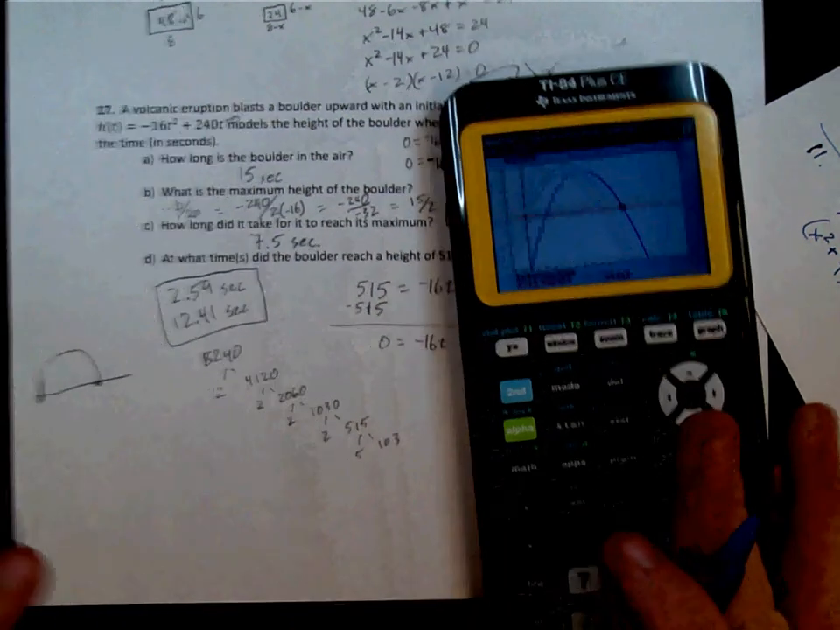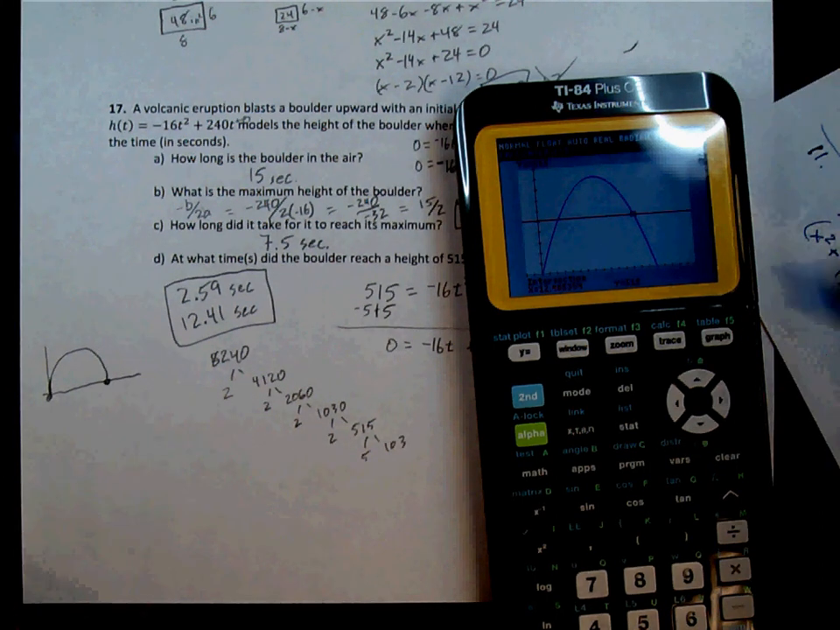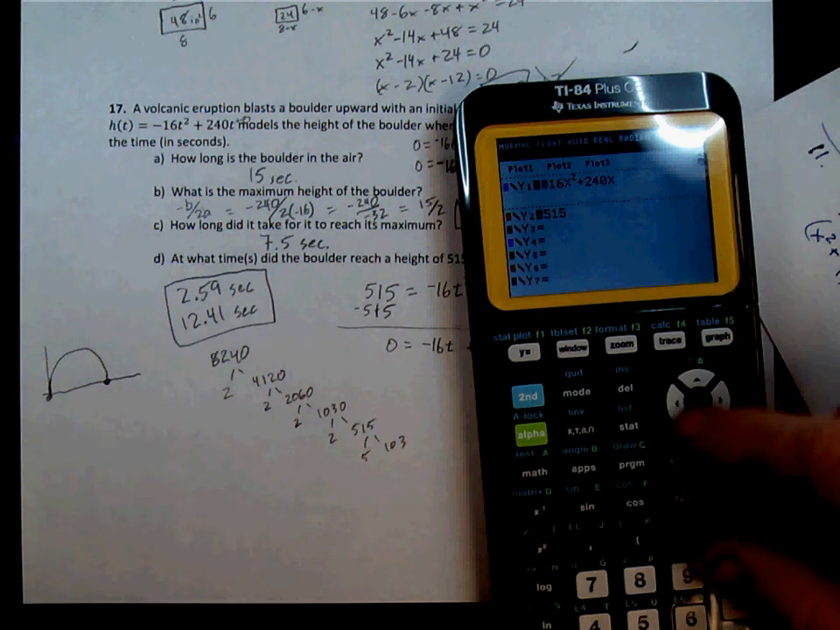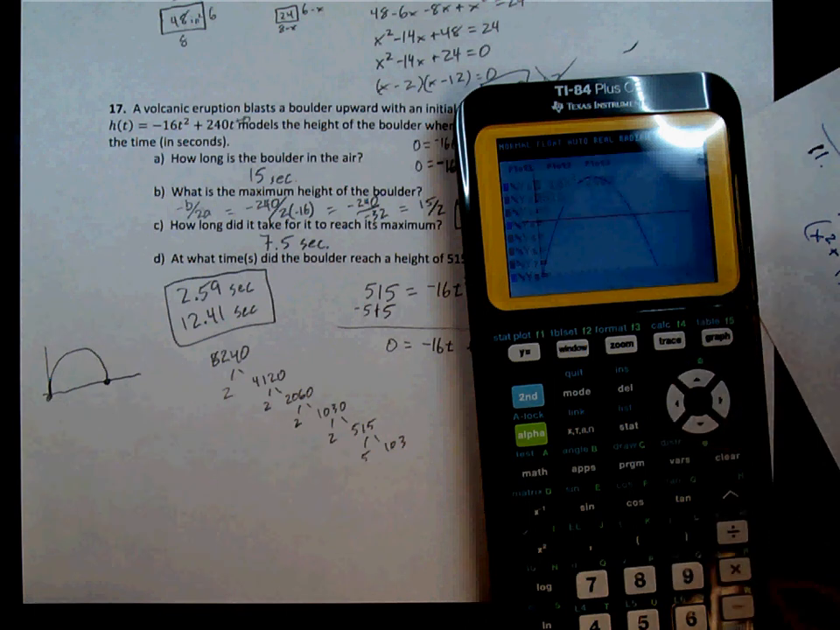The 515 line intersects the curve 2 times, on the way up and the way down. How did I graph this? If you're not sure where this came from, I went to my y equals. I plugged in the original equation, and then I was trying to get a height of 515, so I just typed in 515. That gave me the 2 graphs that I'm finding the intersections of.